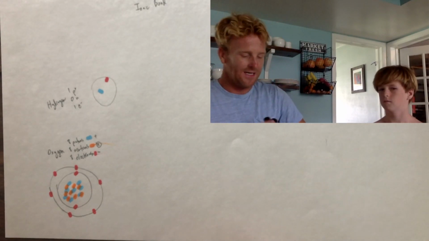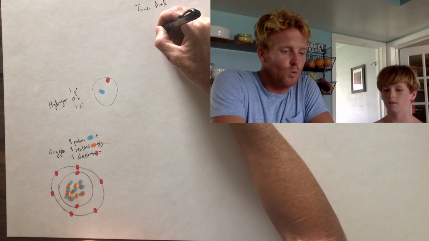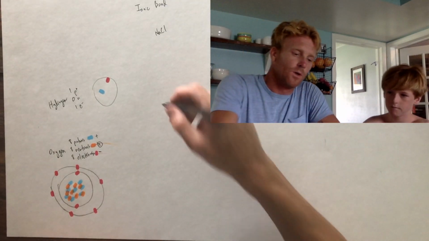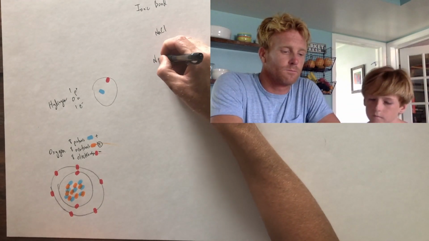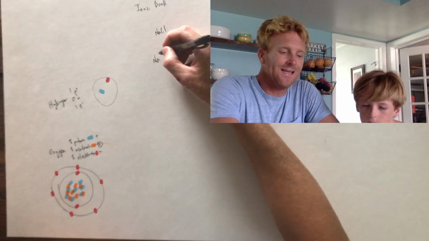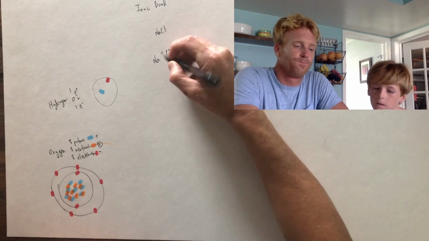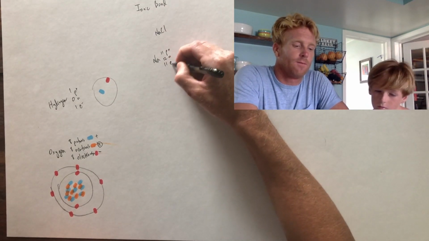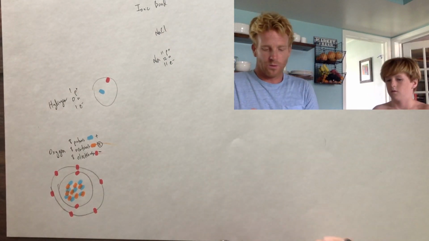A great example is table salt, which is sodium chloride, like the salt that we eat. Sodium has this type of situation. He has 11 protons, 12 neutrons, and 11 electrons. So let's draw him out really quick.